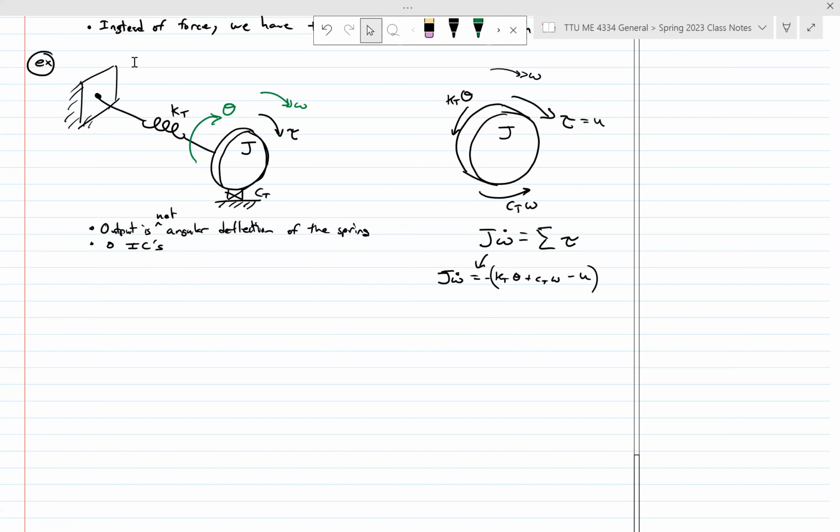Okay. What else? Other ideas? The input-output equation somebody wrote up there. Maybe not a bad idea, but how do we get there? Okay, so what's that relationship? Theta dot is equal to omega. So therefore, omega dot is equal to theta double dot. You can do it this way. That's one option. Okay.